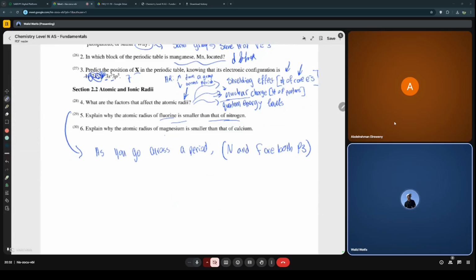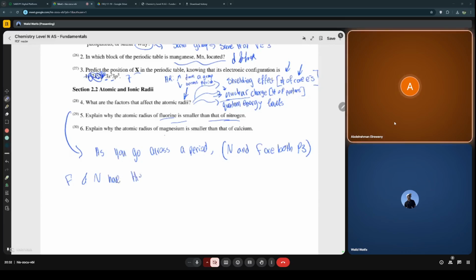Do you get what I mean? You can't just say as you go across a period, it's smaller. No, you have to compare directly nitrogen and fluorine. So let's take a look. As you go across a period, fluorine and nitrogen have the same number of what? Same number of core electrons.